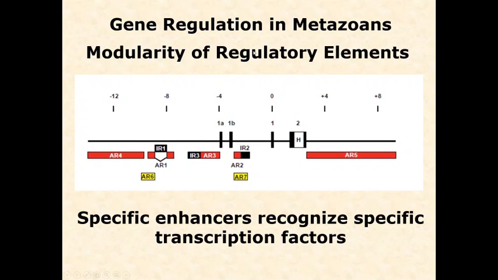And what we have found is that it's very specific binding, that specific enhancers will only bind to a small subset, sometimes one, two, three, but not very many transcription factors. So it's a very specific interaction between one transcription factor, sometimes two or three, but a small number of transcription factors, and a very specific enhancer.